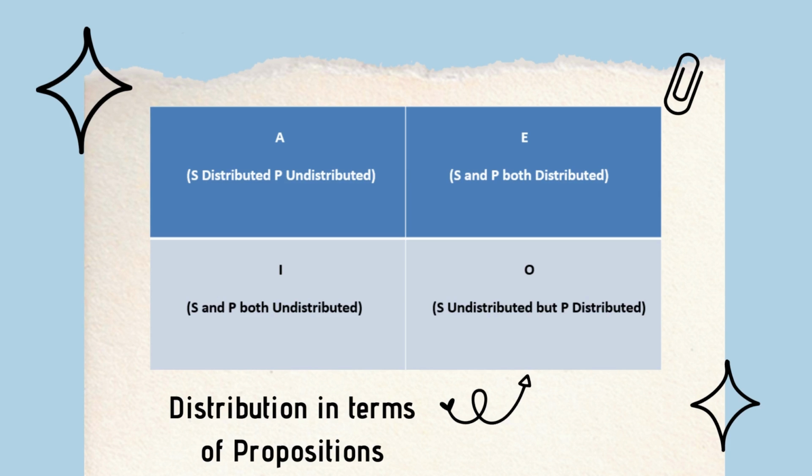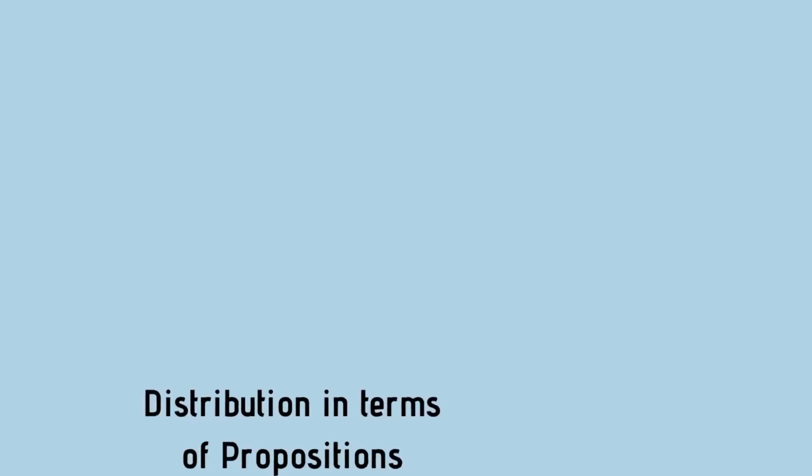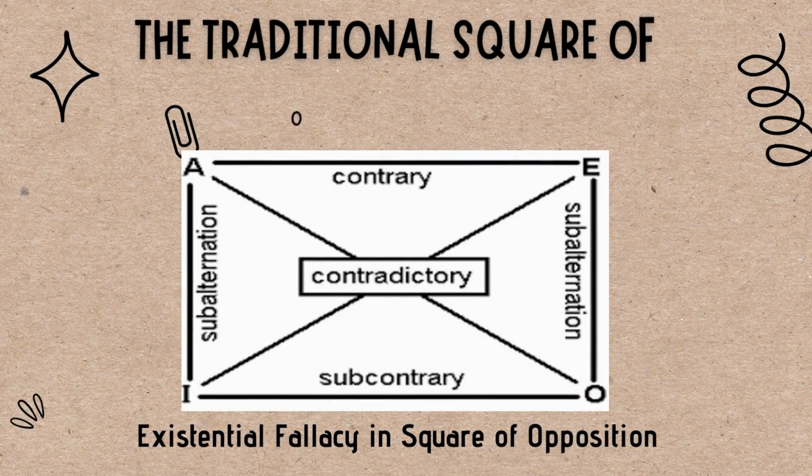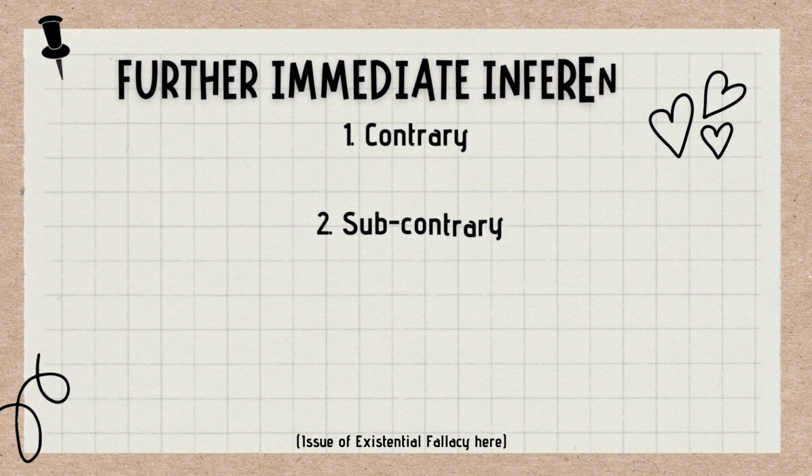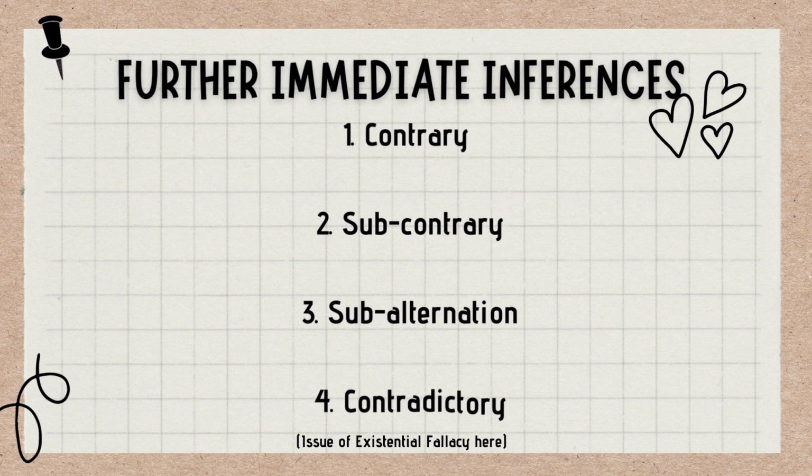So let's go into the next topic, which we call the traditional square of opposition. There is an existential fallacy in the square of opposition. So we have some terms and inferences in this. Let's look into it. In the traditional square of opposition, we have contrary, sub-contrary, sub-alternation, and contradictory. The issue of existential fallacy falls in these four categories.